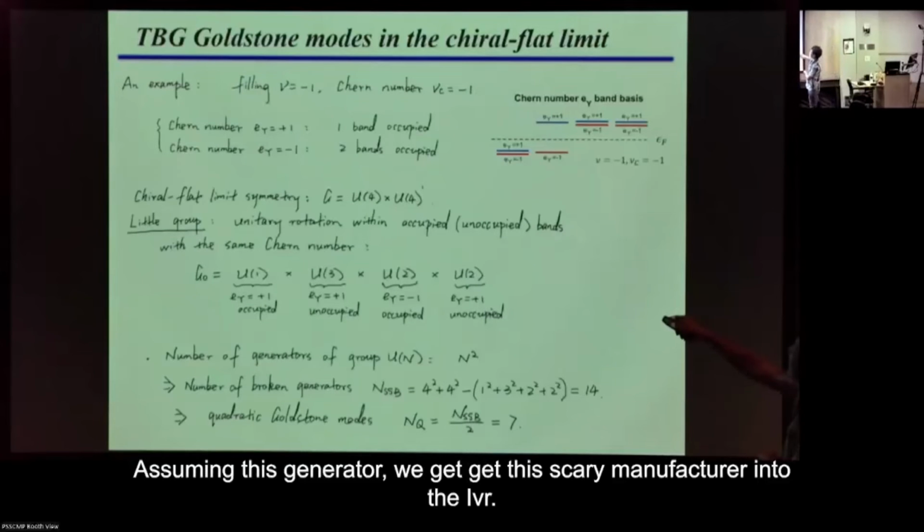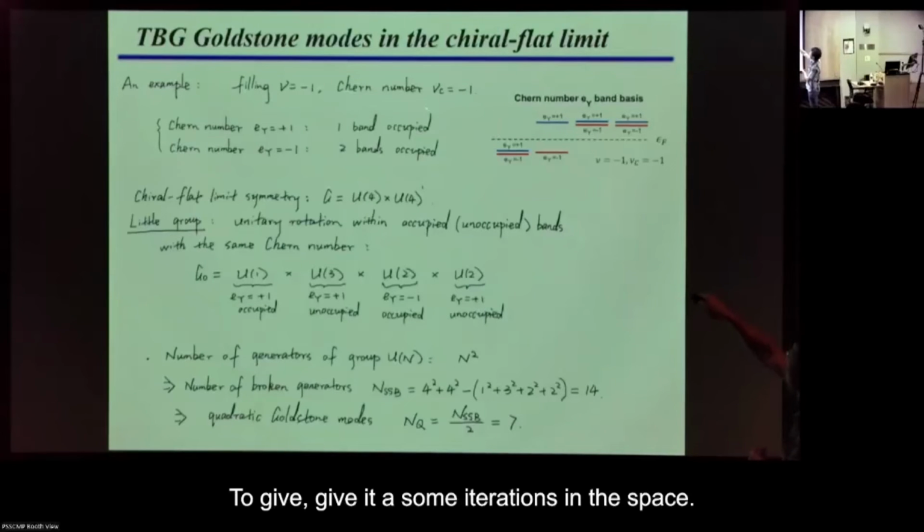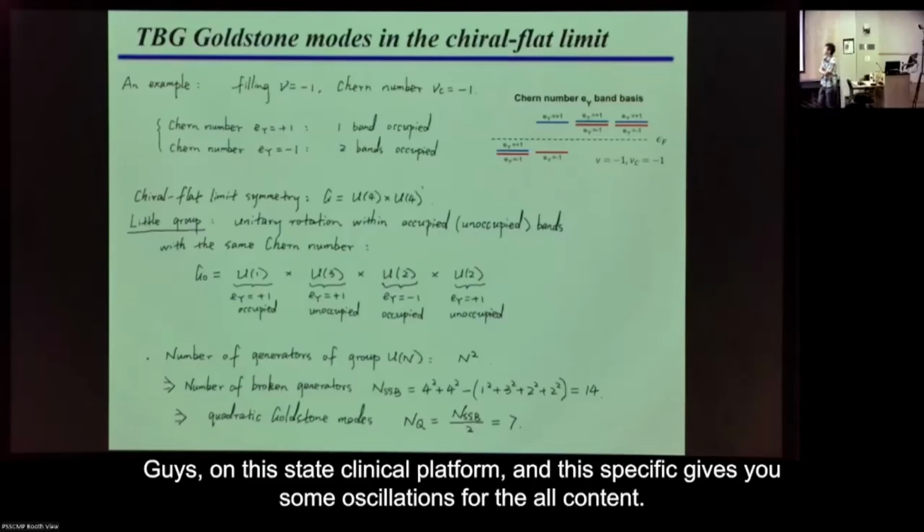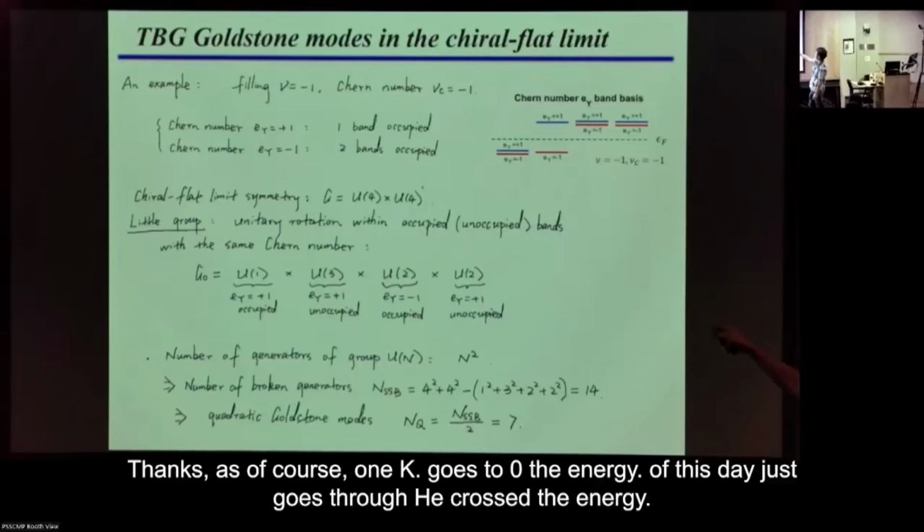Look at one example. Basically, this is the Chern number -1 state. We have two bands occupied, basically two bands in the same spin value. The other bands are just half occupied for this spin value. So the symmetry of the Hamiltonian is U4 cross U4, of course. If we want to find the little group of this state, it's pretty easy.